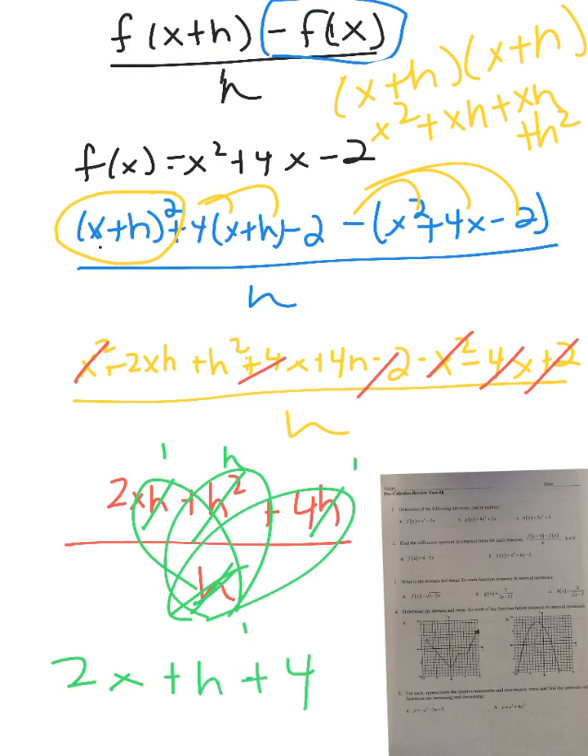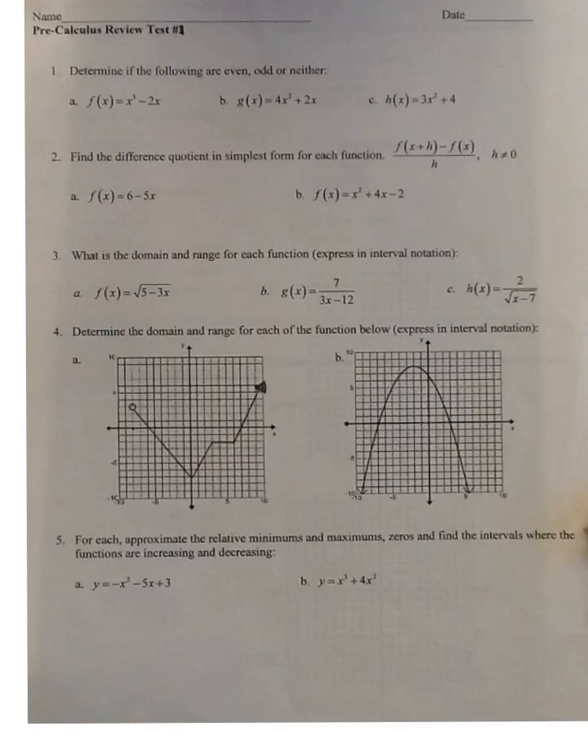Okay, so let's take a look at number 3. Number 3 says, what is the domain and range for each of the functions expressed in interval notation? All right, so let's start with A. Let's start with the domain of my x values. I noticed that for my domain, I have a radical. So think about what you can't have with a radical. What's underneath the radical, the 5 minus 3x? That can't be negative. It can be 0, so it has to be greater than or equal to 0.